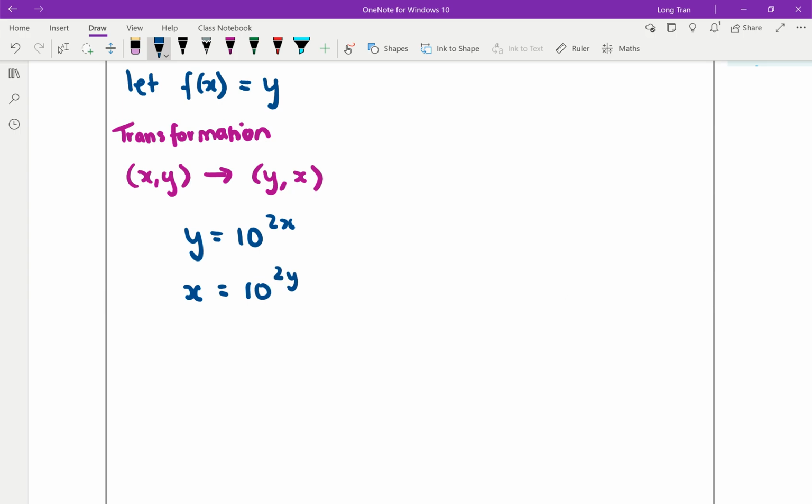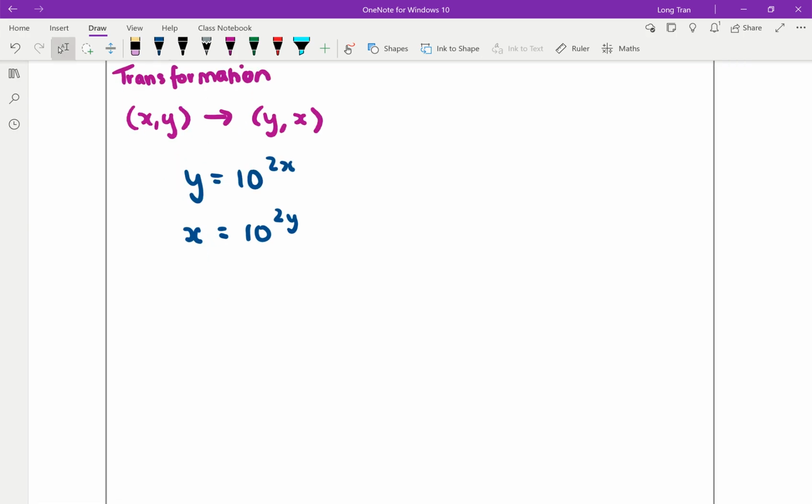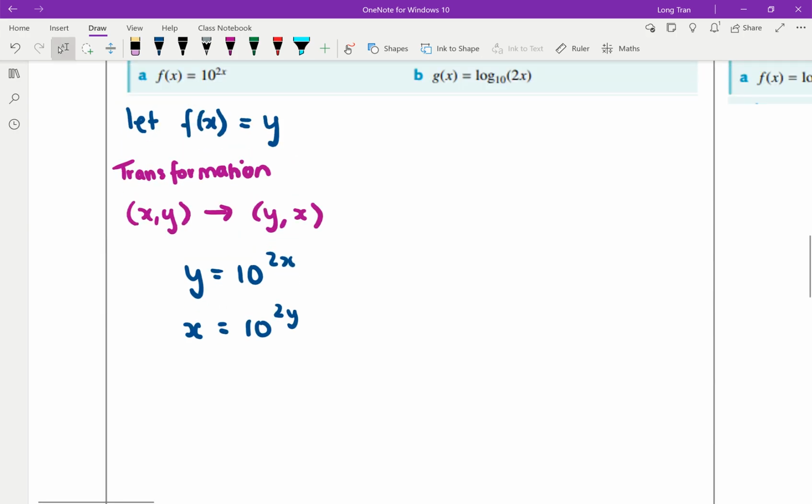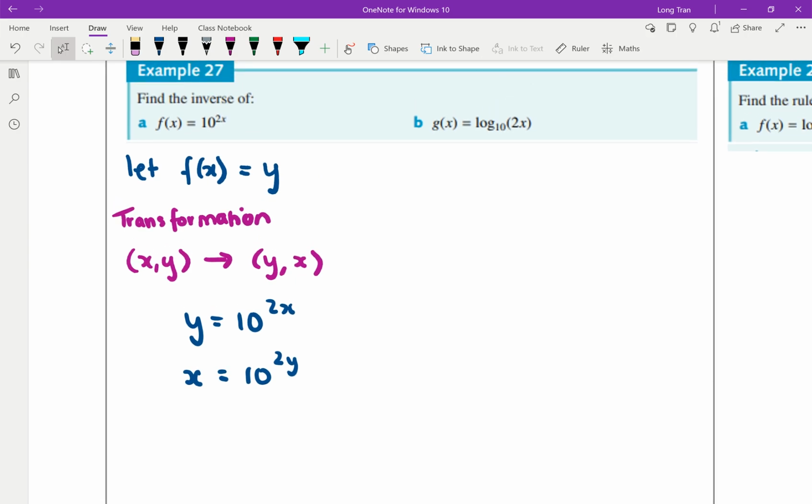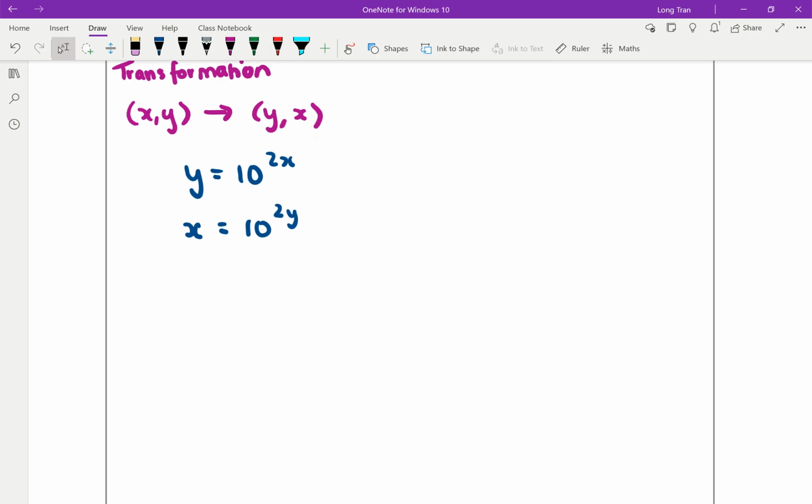Our job is to rearrange it to find the expression or equation for y. That's the inverse function, or the inverse equation for y. To get rid of the base 10, that's an exponential base 10, the inverse is logarithms.